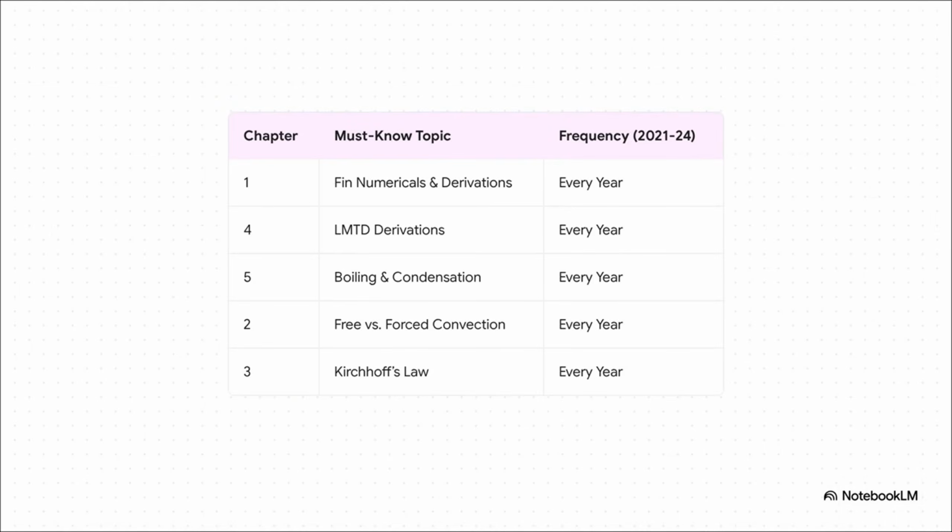And here is the guaranteed marks checklist. Look at this. These 5 topics have appeared every single year from 2021 to 2024. Every year. From Chapter 1, it's fin numericals and derivations. From Chapter 4, the LMTD derivations. From Chapter 5, boiling and condensation. And from Chapters 2 and 3, that free versus forced convection comparison and Kirchhoff's law. This is your core study plan. Master these 5, and you've built an incredibly powerful foundation for success on your exam.